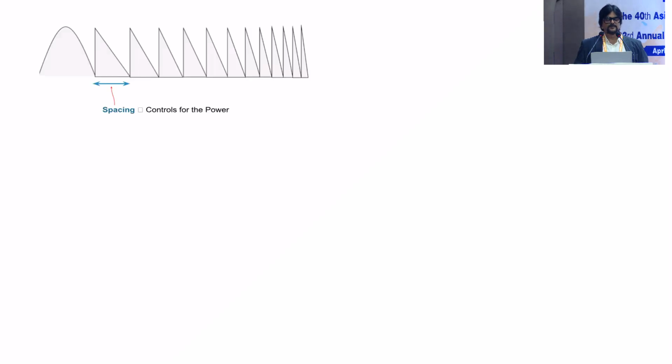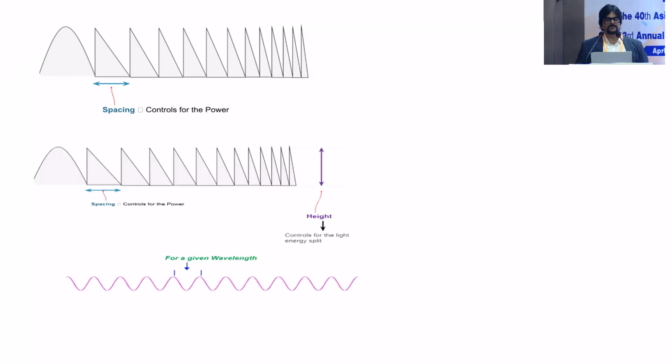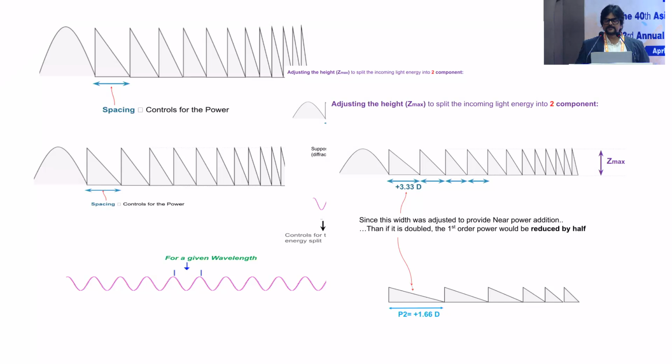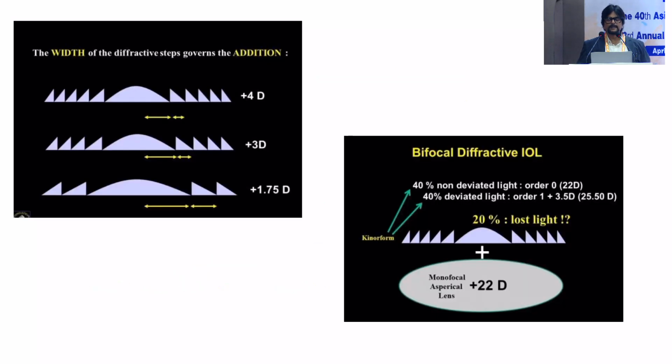So basically, the spacing of the diffractive element controls the power, and the height controls the light energy split. Adjusting the height of the diffractive element can split the light into different focal points. Since the width is just to provide the near vision, if it is doubled, the first order power would be reduced by half. So this gives the intermediate vision of 1.66 diopter.